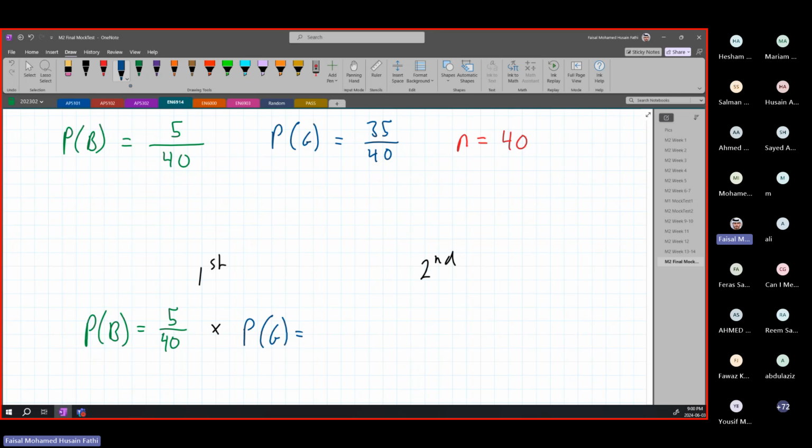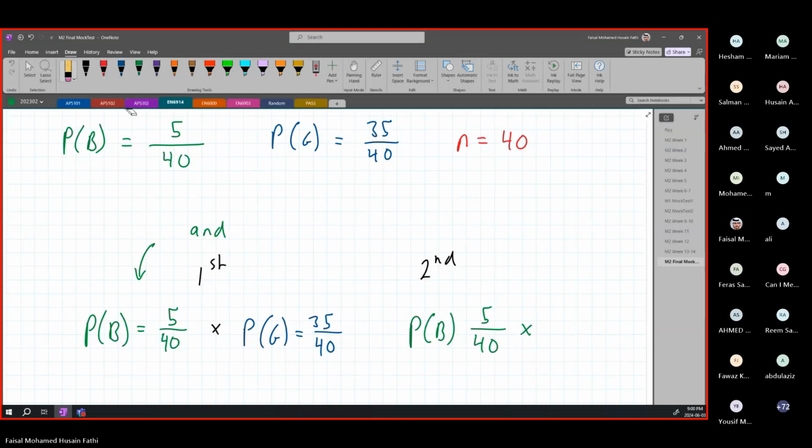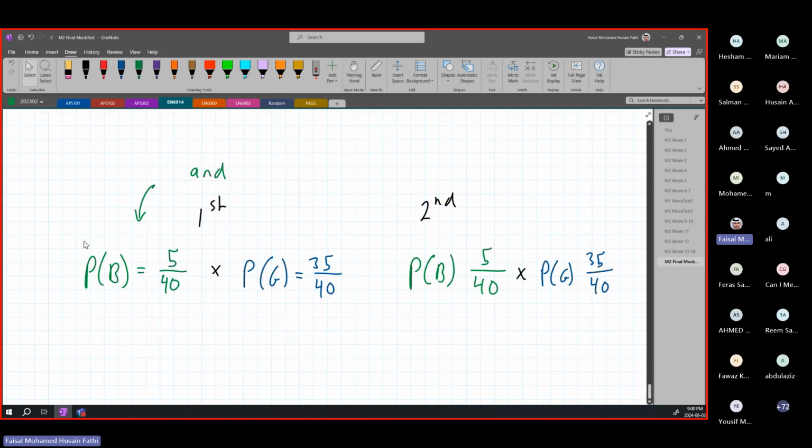Which is equal to 35 over 40. The reason is that we want the first choice to be 1 and to be a bad component, and the second one we don't care about at all. So the second one is going to be the exact same thing. So the probability of bad, 5 over 40, times the probability of good, which is 35 over 40. All right. And this is the case where we are not changing our numbers.